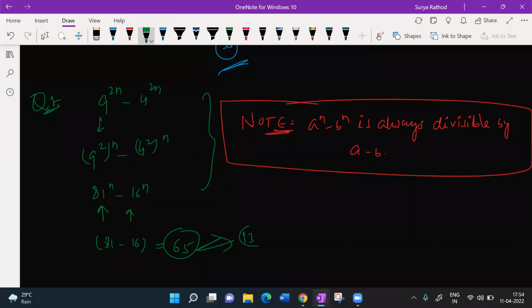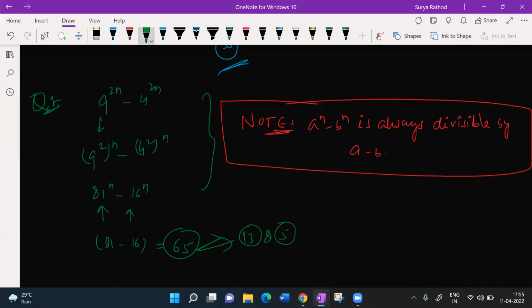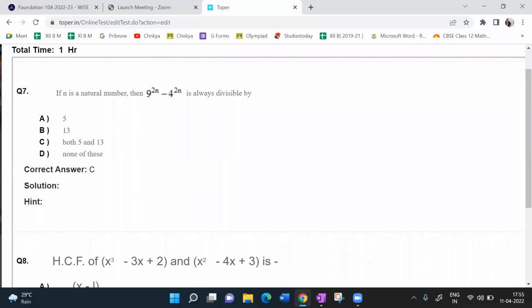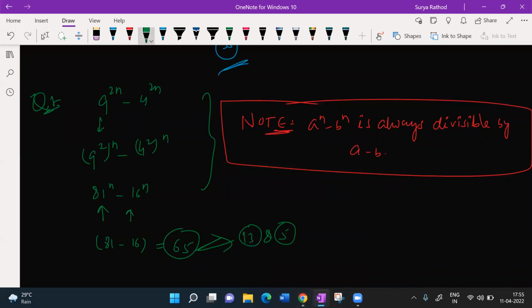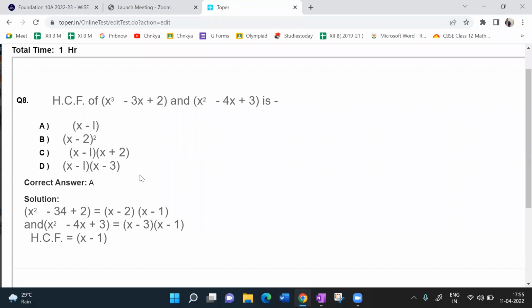What factors, sir? Can't I take 65, sir? No. Look at what he has given here: a natural number which is always divisible by that. So now look at 13 and 5. Both 13 and 5, none of this. You have to choose both, not only one. Correct? Understood? Very, very important note.